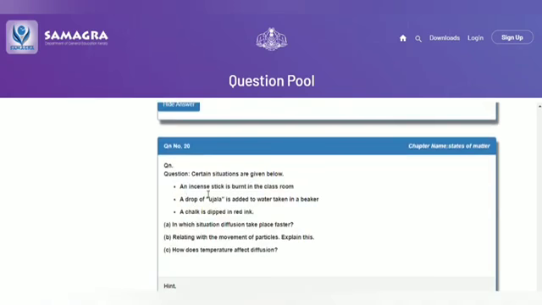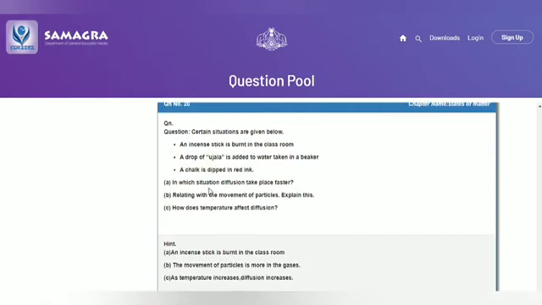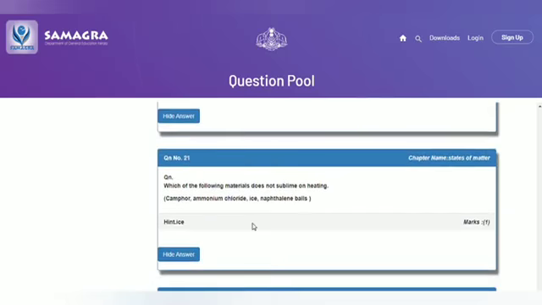20th question. Certain situations are given below. An incense stick is burned in the classroom. A drop of Ujala is added to water taken in a beaker. A chalk is dipped in red ink. In which situation does diffusion take place faster? An incense stick burned in the classroom. Relating to the movement of particles, the movement of particles is more in gases. How does temperature affect diffusion? As temperature increases, diffusion also increases.